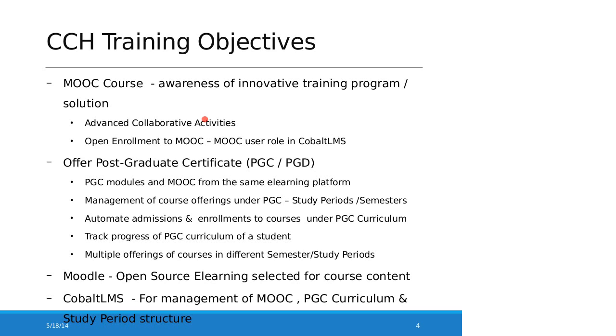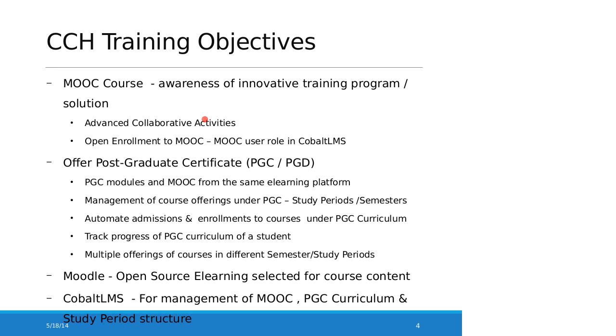In addition to the MOOC, they wanted to do the PGC, which is a postgraduate certificate program, which has a curriculum with a set of courses, and they want to offer it semester-wise. In semester 1, they want to offer 3 courses. Next semester, probably the same courses in addition to a few more courses. Likewise, they want to offer, till the end of 2009, 4 semesters per year, or to say 4 study periods. I think in the UK they call them study periods, which are like a semester.